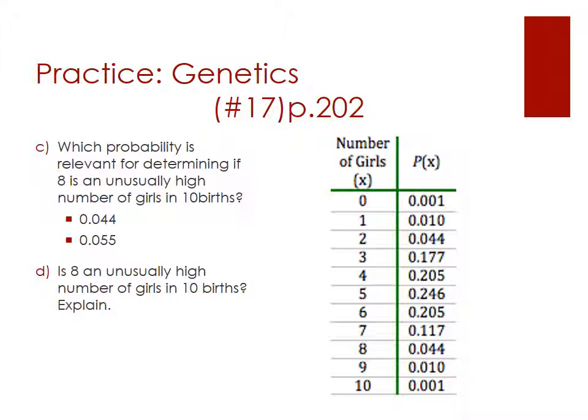Okay, now we're moving on to the next question. Which probability is relevant for determining if 8 is an unusually high number of girls in 10 births? If we're being asked this question, and you have several questions like this in your homeworks and on the exams, is having 8 girls an unusually high number of girls in births? So think about that carefully and what that question is really asking about.